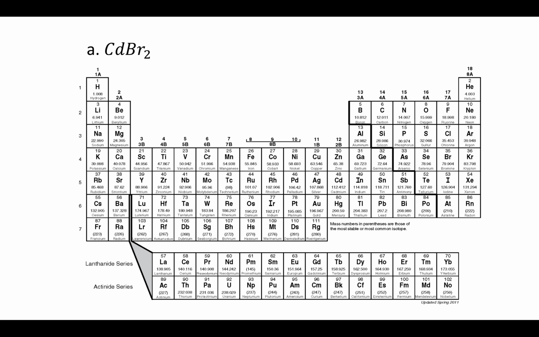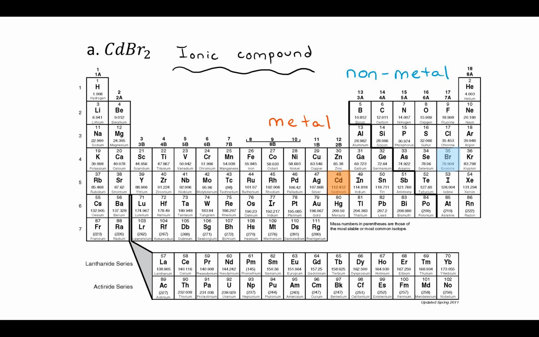And remember, ionic compounds are made from a metal and a nonmetal. Metals are to the left of this zigzag line, this staircase, on the right side of the periodic table. Everything to the left is a metal, and everything to the right of that is a nonmetal. So because Cd is to the left of that, it's a metal. Because Br is to the right of that, it's a nonmetal, and so we're dealing with an ionic compound.